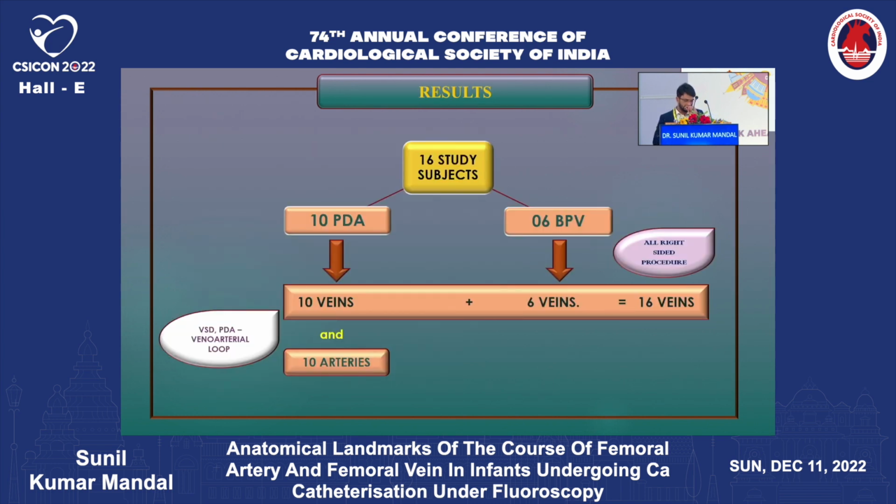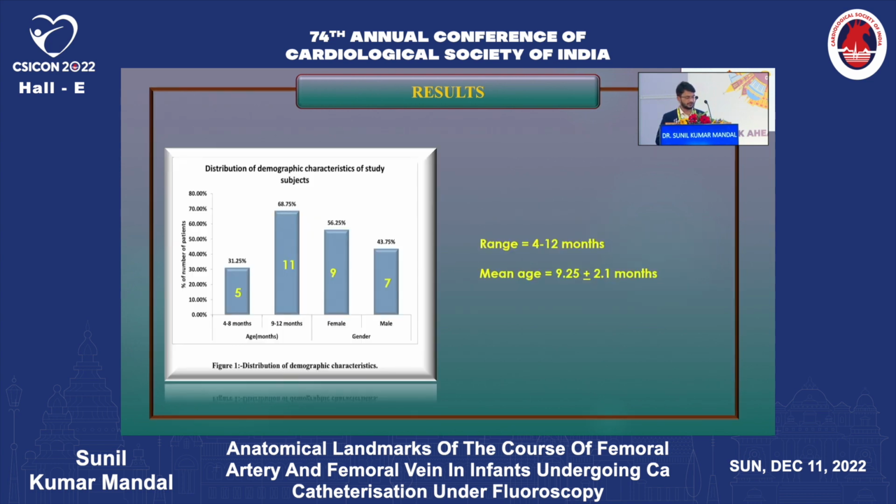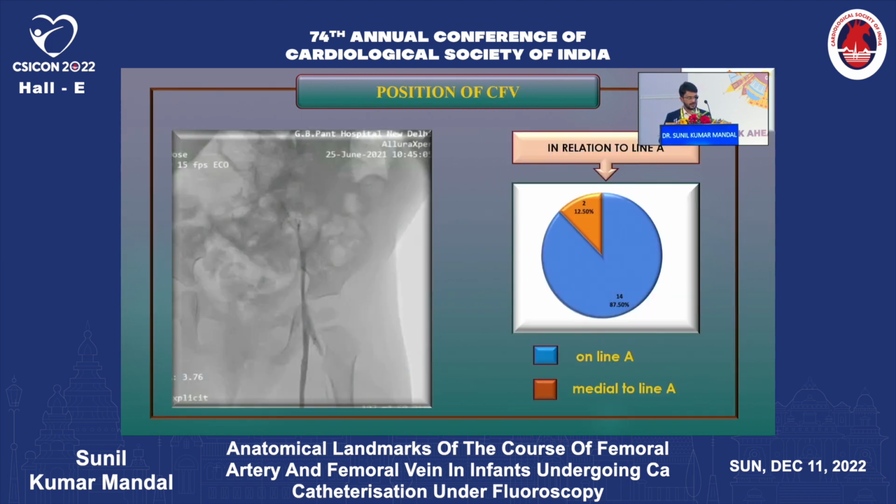We had 16 subjects, due to limited admissions during the COVID era and the shutdown of the cath lab. We did the procedure in 10 PDA, so we got 10 veins plus 10 arteries, and 6 balloon pulmonary valvuloplasty. So in total we analyzed 16 veins and 10 arteries. The age range of the infants was 4 to 12 months, with a mean age of 9 months.